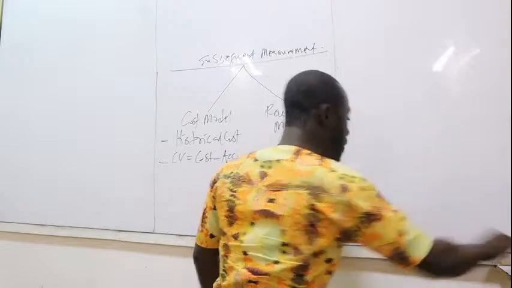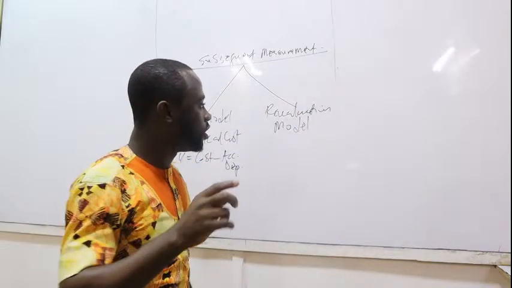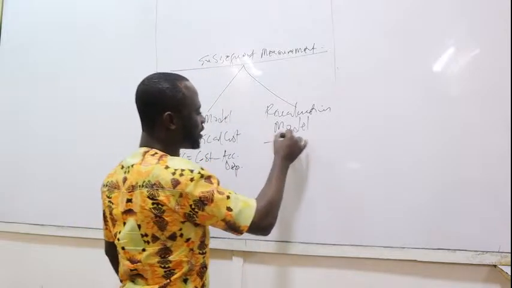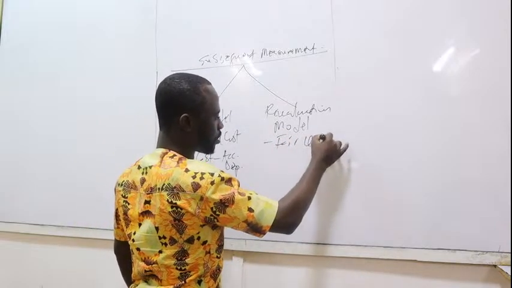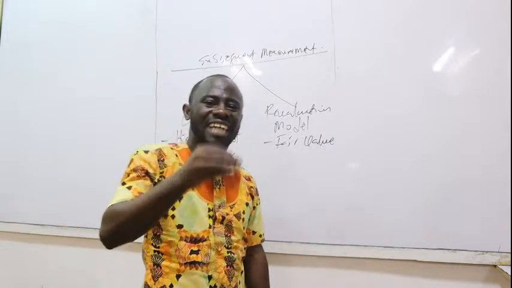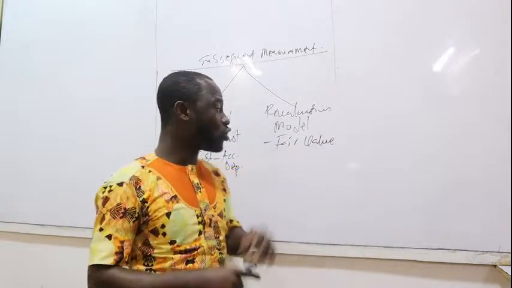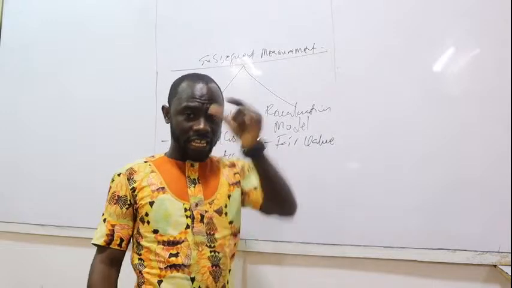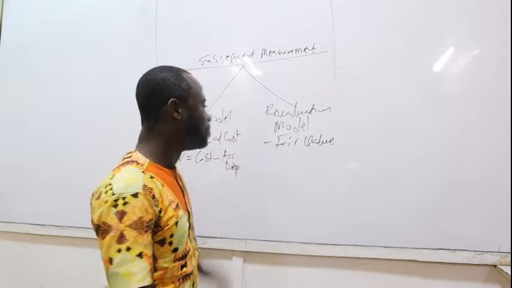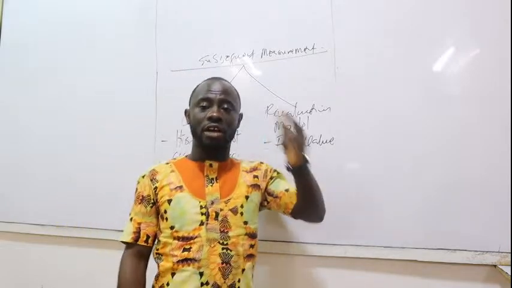Under the revaluation model, the entity will be carrying the asset at its fair value. Remember, I told you I'll be dropping a bomb here, and it's coming in a moment, and I'll notify you when it is a bomb so you get it well. So it means that the asset is being carried at fair value.